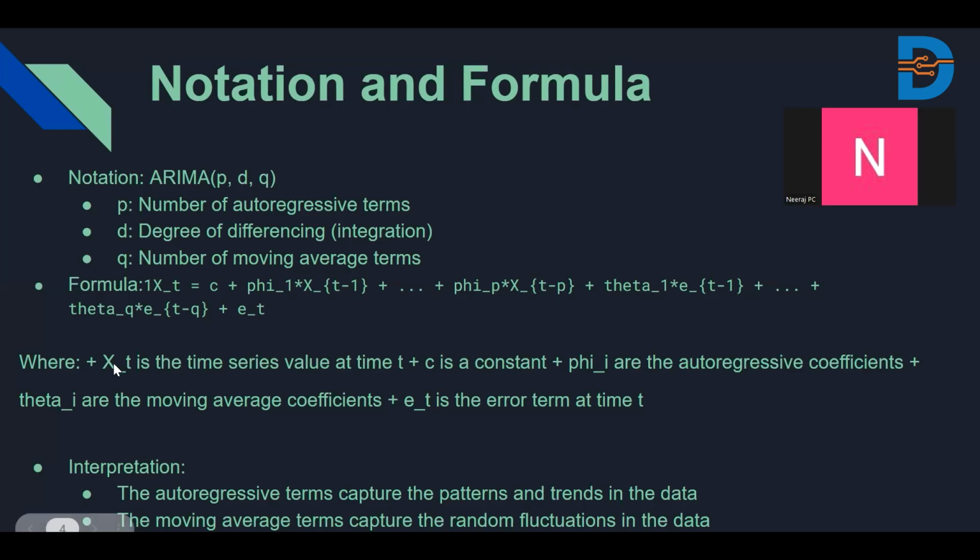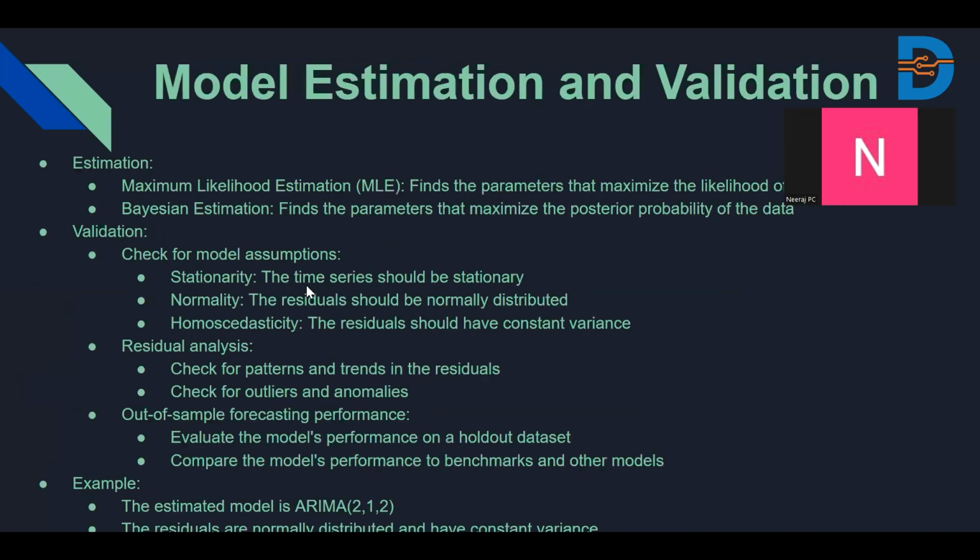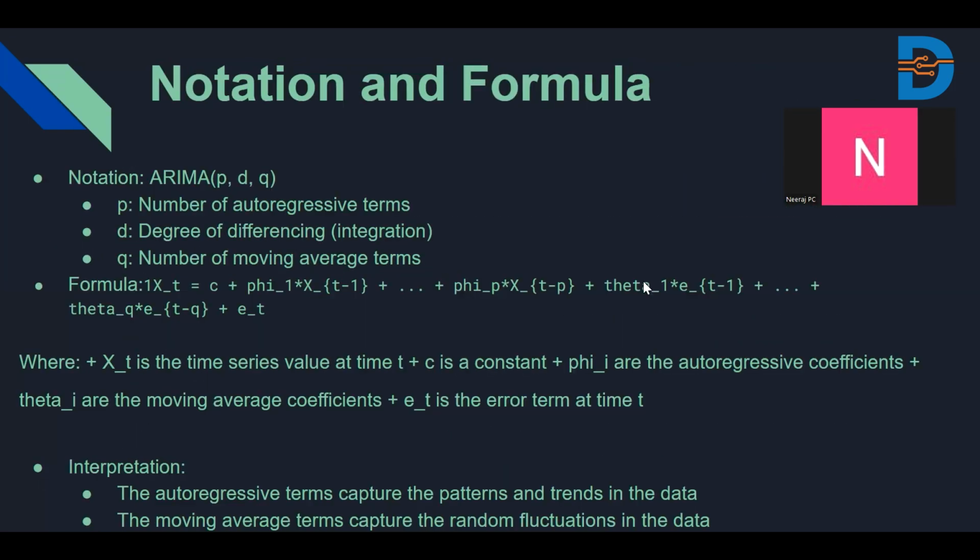Here x_t is the time series value at time t. c is the constant. Plus the phi_i terms are the autoregressive coefficients. All of these along with phi are referred to as autoregressive coefficients. And along with theta, they are moving average coefficients. You can also see terms like e_t, which are the error terms at time t.